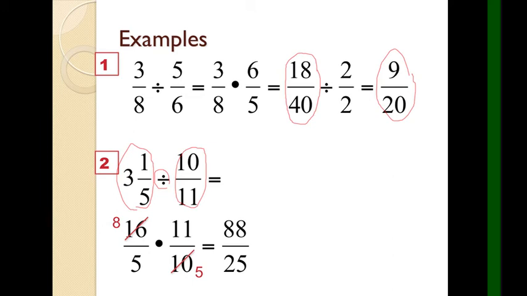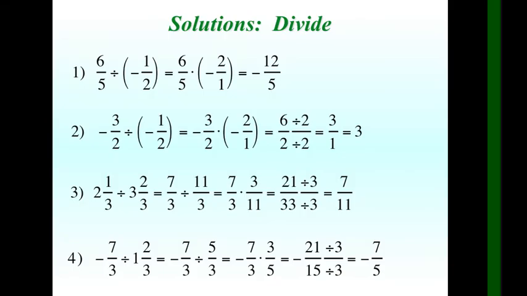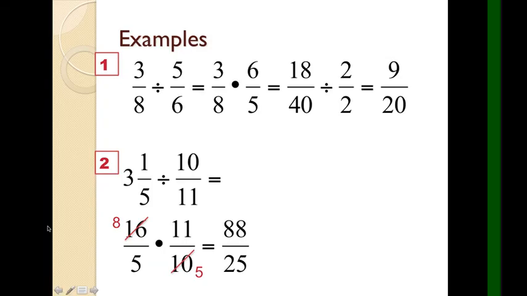So, 16 divided by 2 is equal to 8, and 10 divided by 2 is equal to 5. Para mas maliit yung number na i-multiply natin. So, 8 times 11 is 88, and 5 times 5 is 25. Also, this answer is not our final answer because this is still an improper fraction.